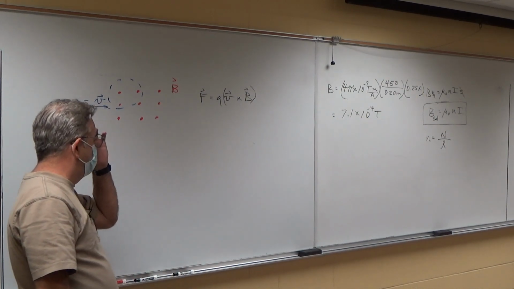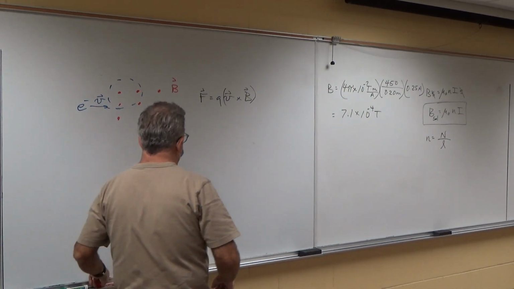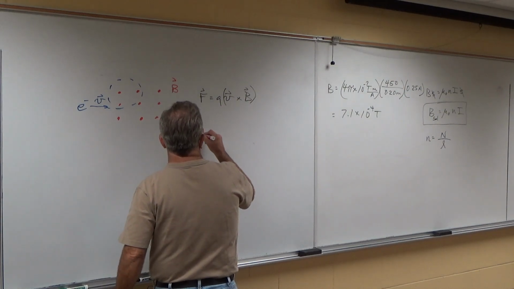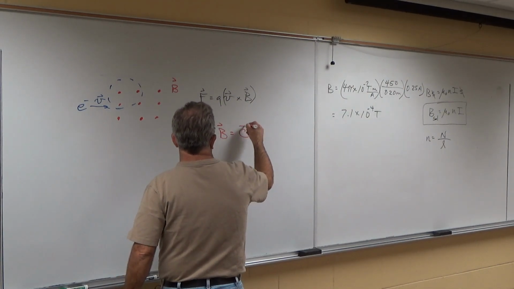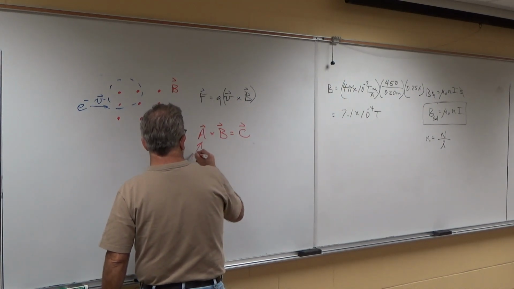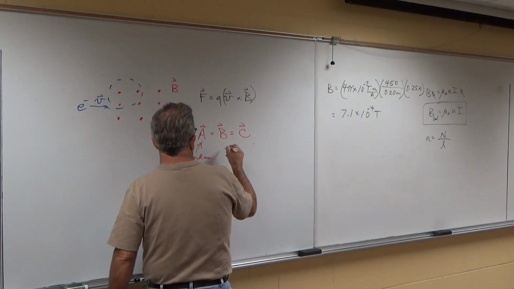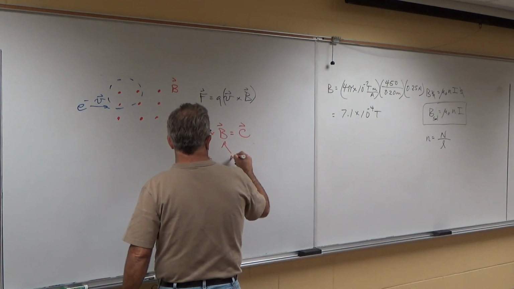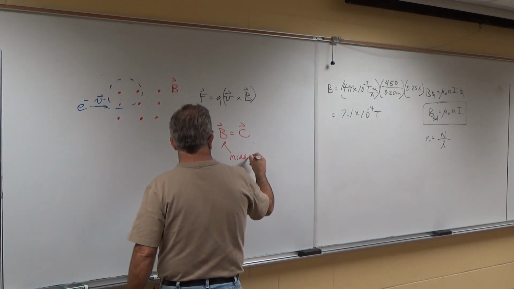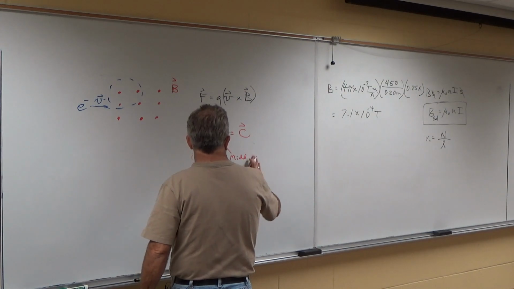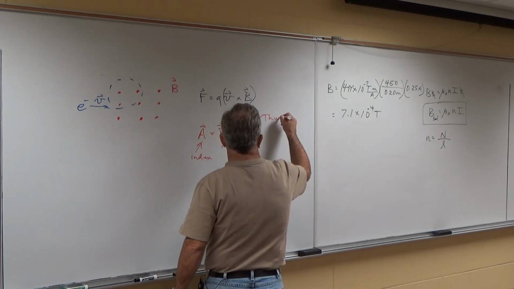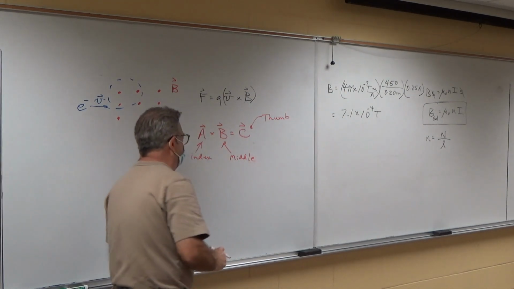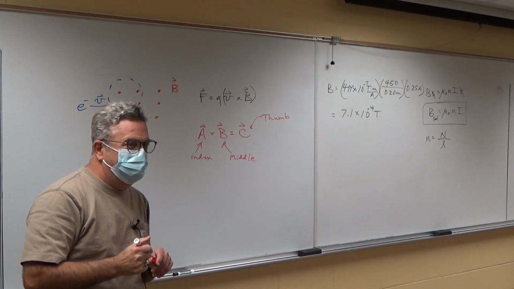These cross products, any cross product that you meet, A cross B is equal to C. This is your index, middle, thumb.